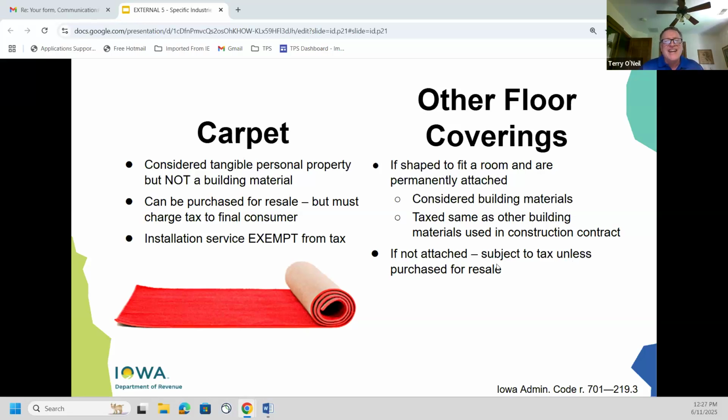If the floor covering is not attached, I'm thinking like a throw rug or something, maybe you've got a mat just inside your door so that people can wipe their shoes off or things like that, that's tangible personal property. You can roll that up and you can take that out. Doesn't hurt it at all. Doesn't destroy anything. That's just a sale of tangible personal property. That's subject to sales tax unless it's purchased for an exempt reason, such as for resale.